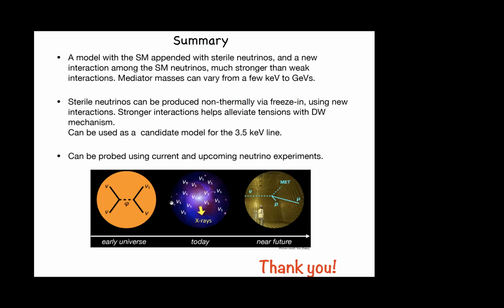So in a nutshell, this is what this does. You produce these sterile neutrinos through new interactions. These can decay via X-rays, and you can probe them through cosmology. And you can also probe them in terrestrial experiments in the near future through different kinds of neutrino experiments. So thank you.